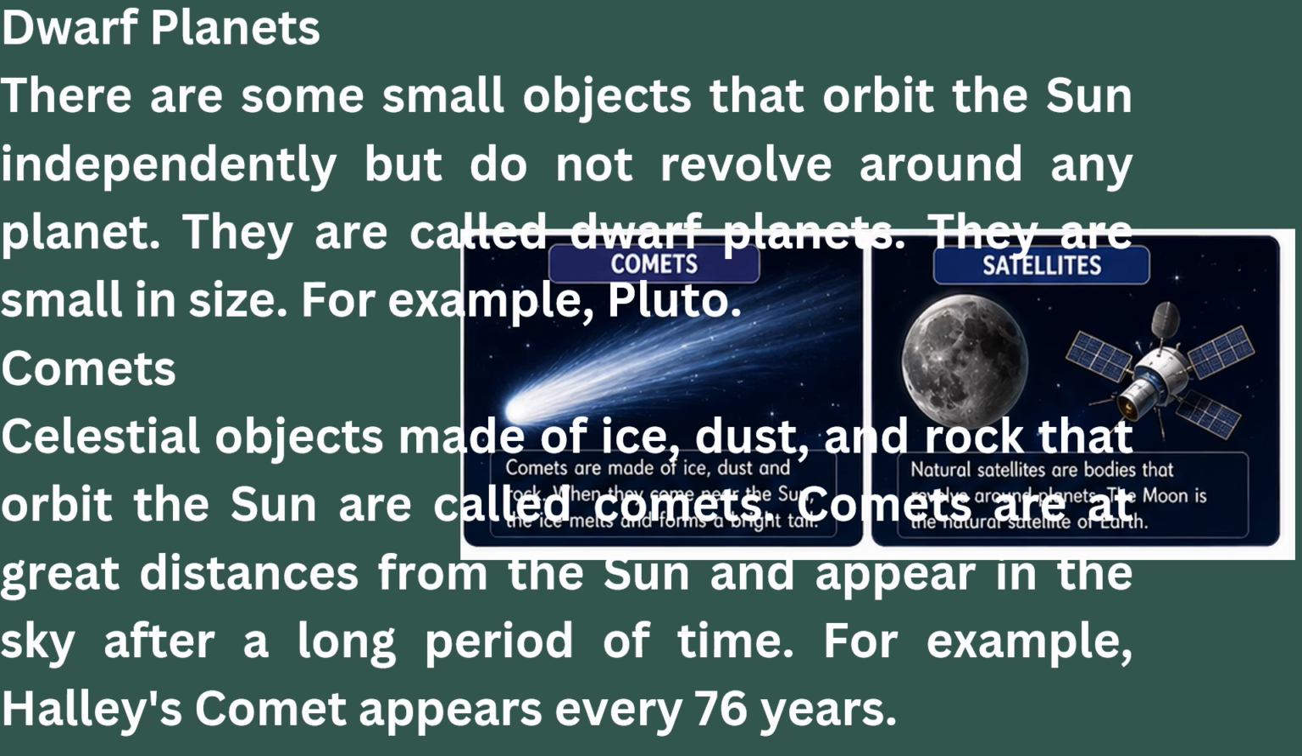Comets. Comets are celestial objects made up of ice, dust and rock that orbit the Sun, and they are called comets. Comets are at a great distance from the Sun and appear in the sky after a long period of time. For example, Halley's comet appears after every 76 years.